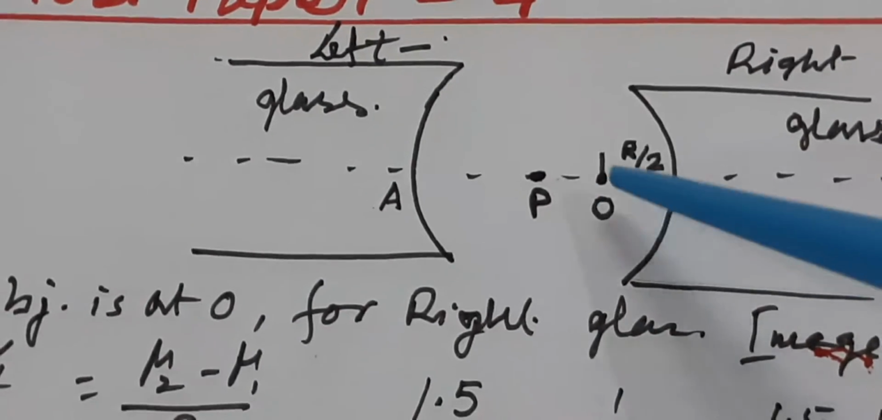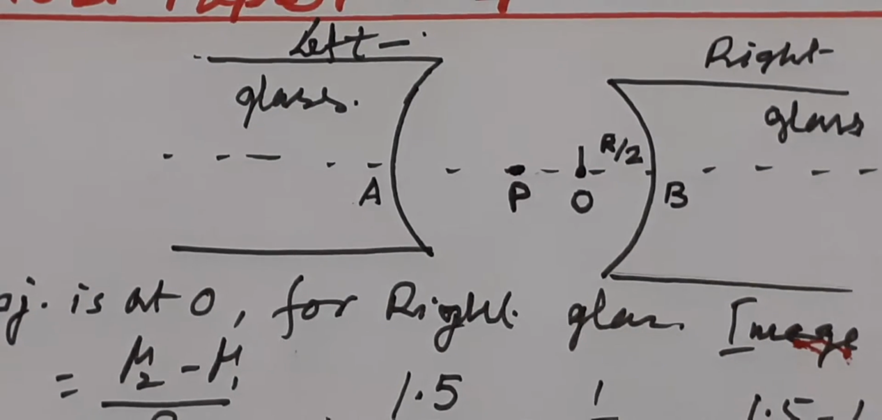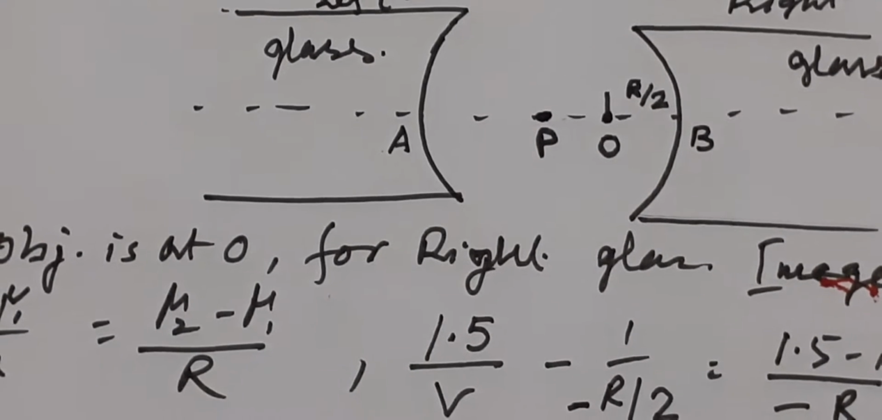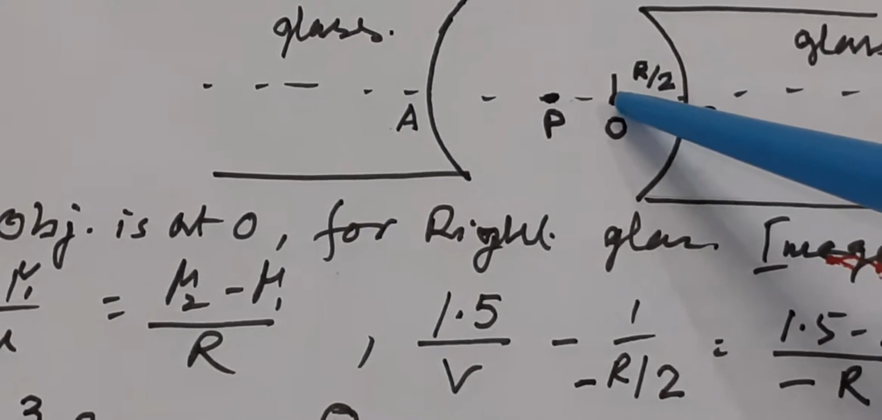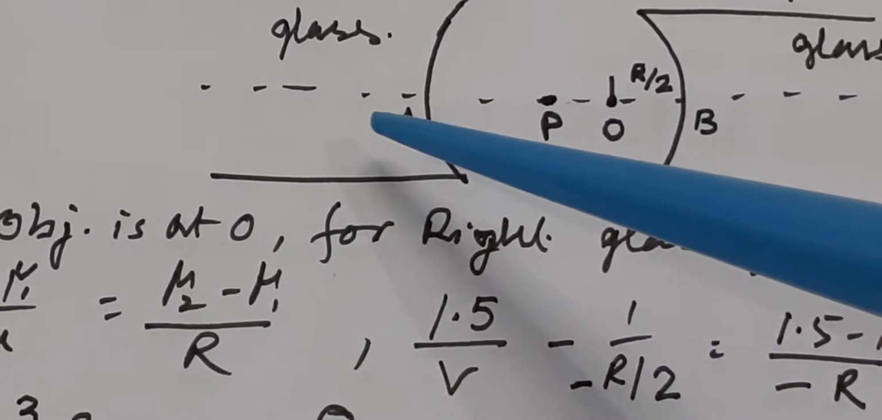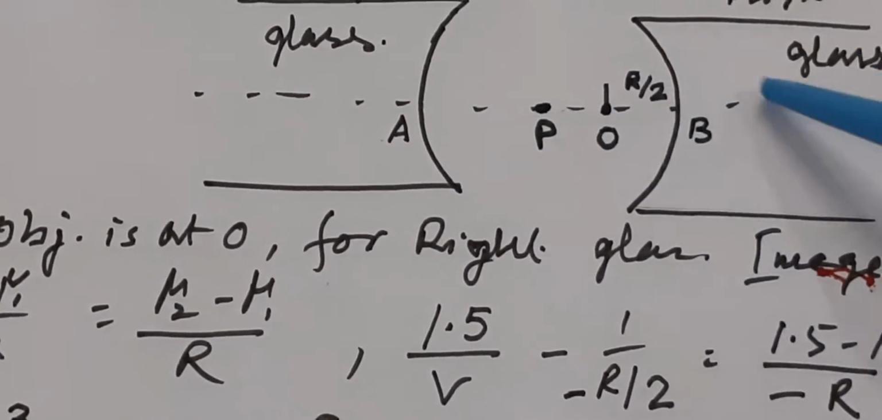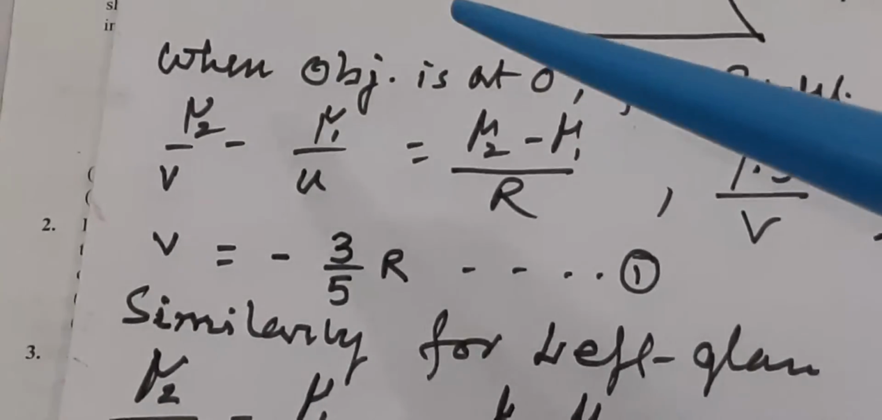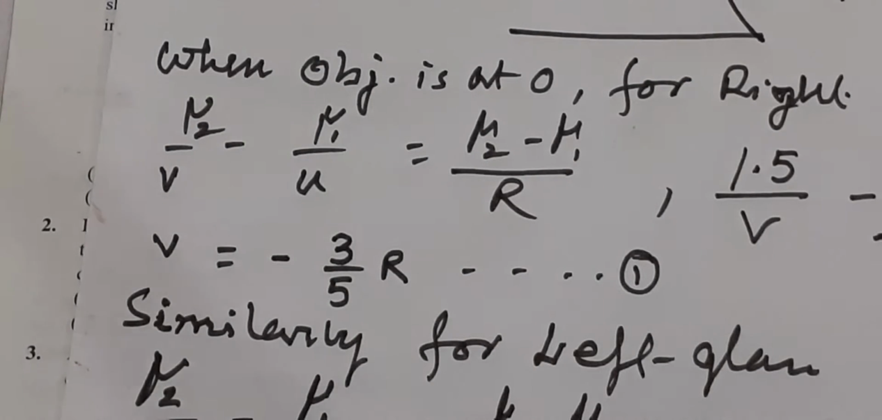Now to do this, first we will take refraction on the right side glass and then on the left side glass. Object distance here is, you can see, from pole to here, the object is here, and from the second glass it is this distance AO, and from here BO. Now we know the general formula for refraction: mu2 by V minus mu1 by U equals mu2 minus mu1 divided by radius.